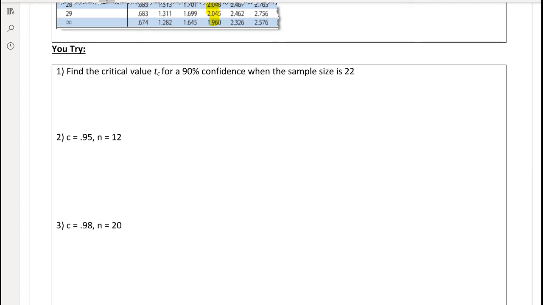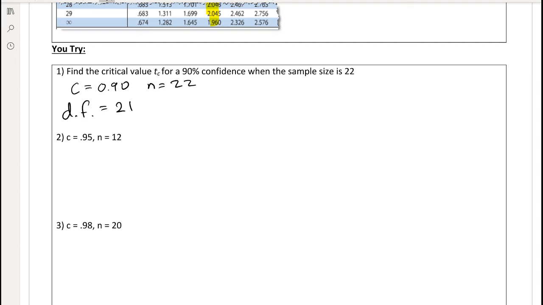So let's say it was asking to find the critical value T sub C for a confidence level of 90%, and my sample size, N, is equal to 22. That tells me the degrees of freedom in this problem is equal to 21. So I have a confidence level of 90% with degrees of freedom of 21.